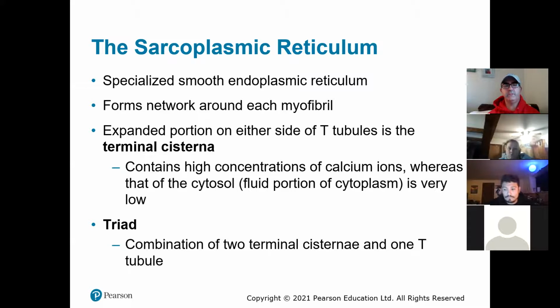The sarcoplasmic reticulum is open to the T-tubules. So remember that the signal is coming through the T-tubules and it's hitting the sarcoplasmic reticulum. The sarcoplasmic reticulum contains calcium. It's a storage site for calcium ions. Okay, we'll see that calcium is necessary for myofibrils to contract. So each myofibril is surrounded by a network of membrane called the sarcoplasmic reticulum, which contains calcium.